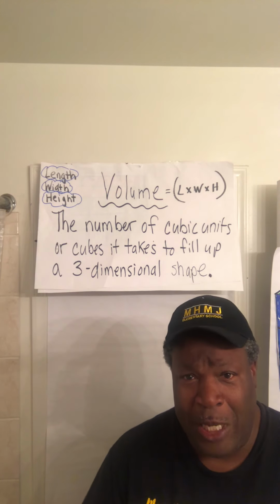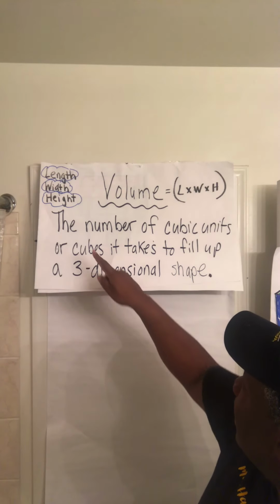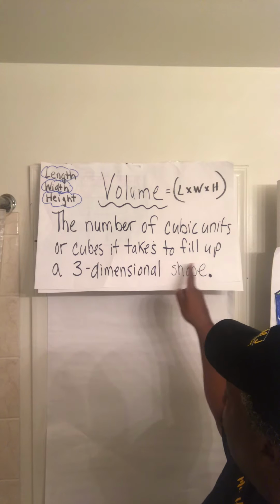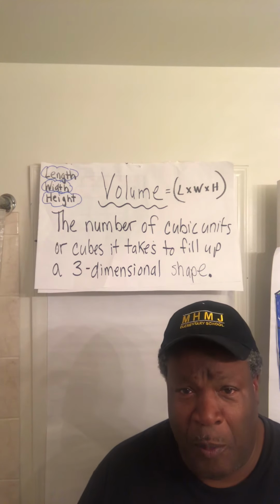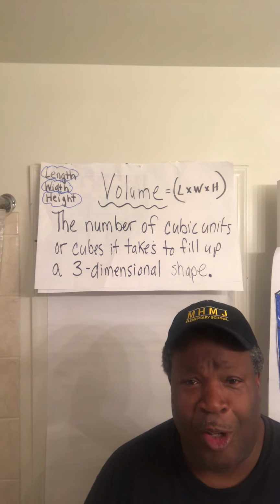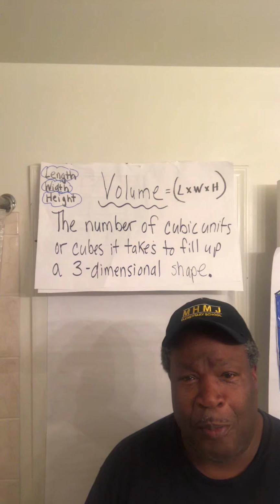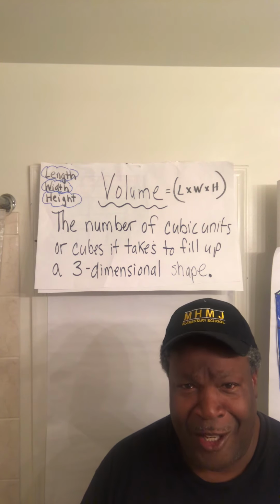For the last couple of weeks we've been talking about volume, and we have discovered that volume is the number of cubic units or cubes it takes to fill up a three-dimensional shape. And the three-dimensional shape that we have been focusing on is a rectangular prism or box. And we talked about the fact that a rectangular prism is three-dimensional because it has length, width, and height.